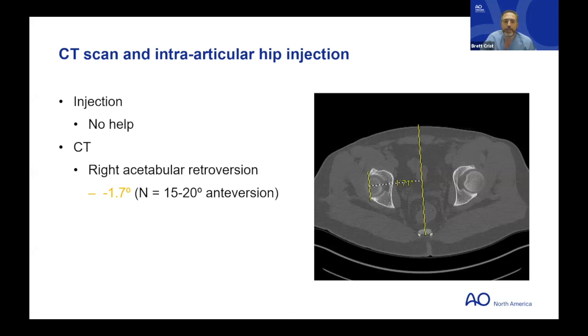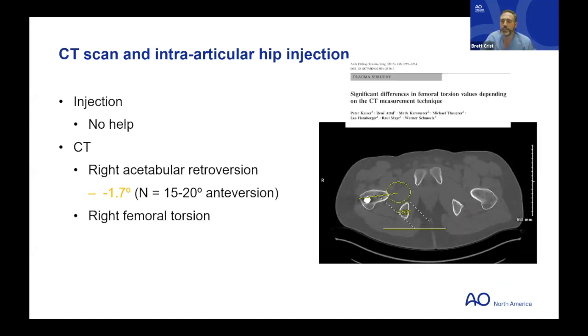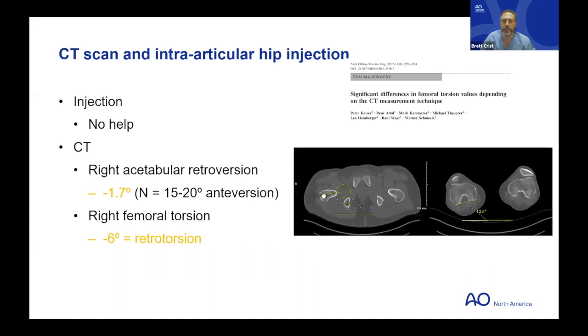Sorry, Mitch. Femoral torsion. This is a great paper comparing 3 methods, and this is the most reliable method. It's hard to do on just one cut, but you basically try to superimpose where the femoral head is, where you're between the greater and lesser trochanter. This paper has the references to all 3 that they used. It's a good paper to look at. And he had negative 6 degrees of retrotorsion.